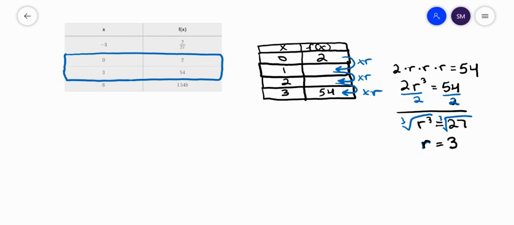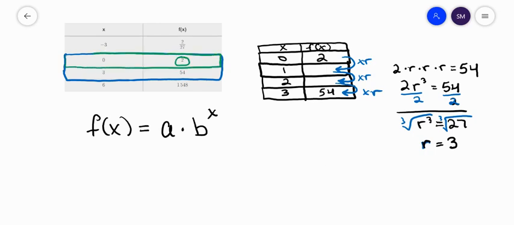Now I can go ahead and write my equation. So I know that it's going to be in the form f of x equals a times b to the x because it's exponential, where a is my initial value. Remember, initial value is a fancy word for y-intercept, which is the y value when x is 0, which I can see in my table here. So in this case, my initial value is 2, and my rate I just figured out was 3. So the equation that goes with this table would be 2 times 3 to the x.